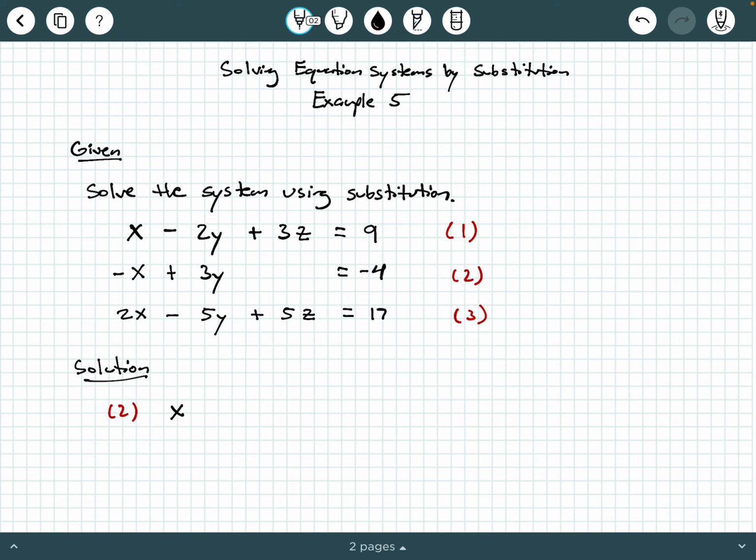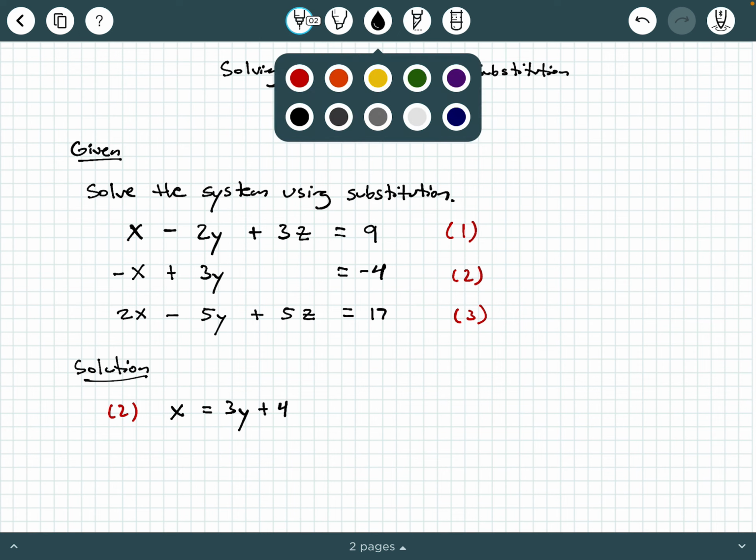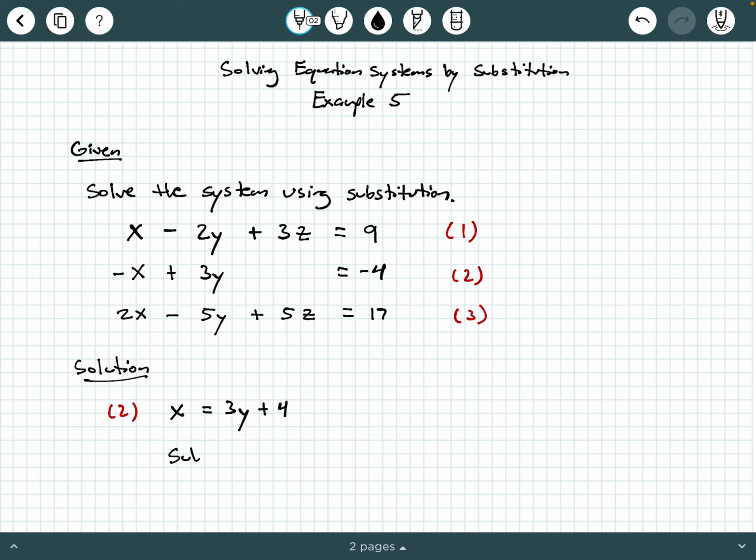If I rearrange equation 2, I'll get x equals 3y plus 4. Okay, so I'm just moving this x to the other side of the equation, and I'm moving the 4 to the other side of the equation. So now I've solved for x in terms of y from equation 2. Now what I'm going to do is substitute this into equations 1 and 3.